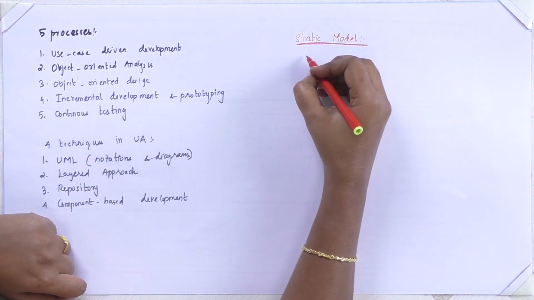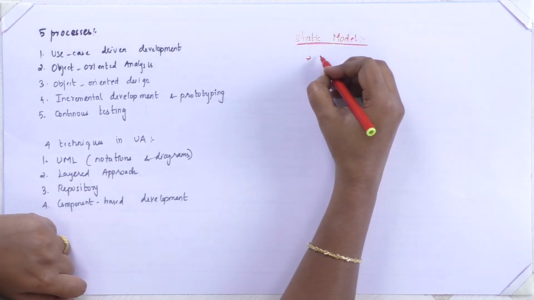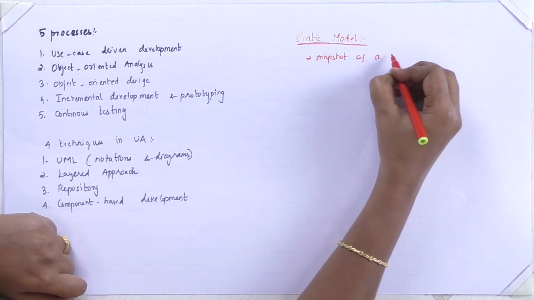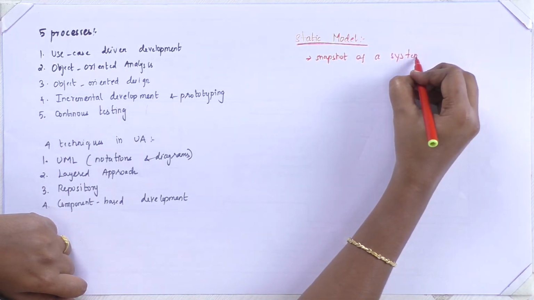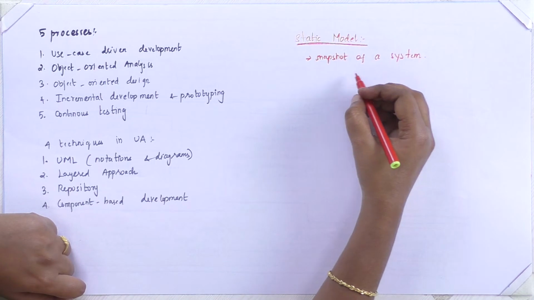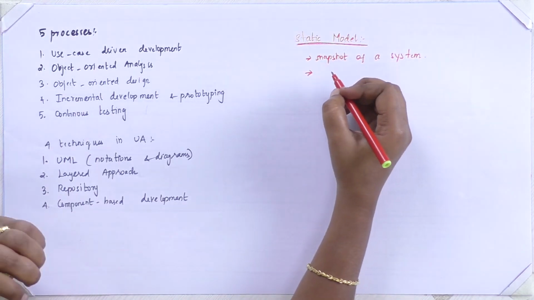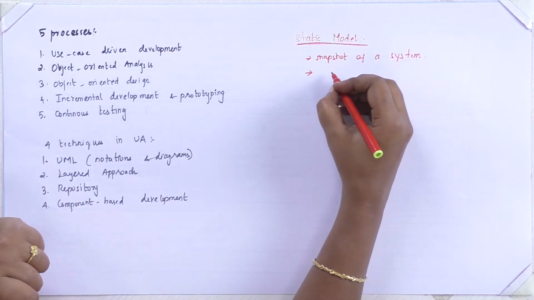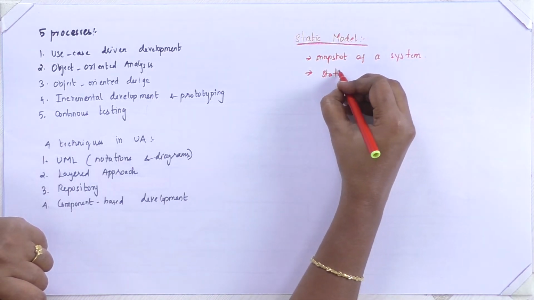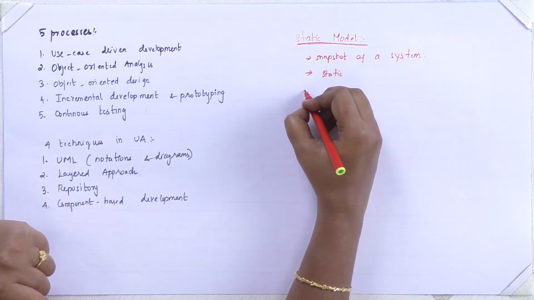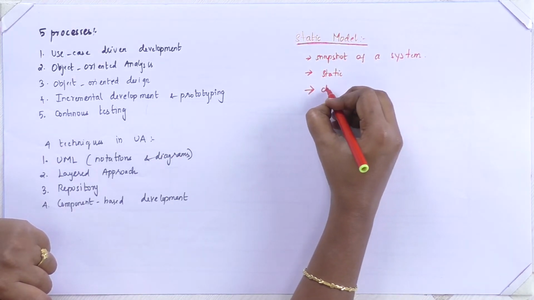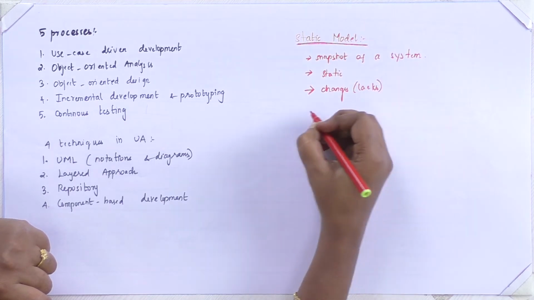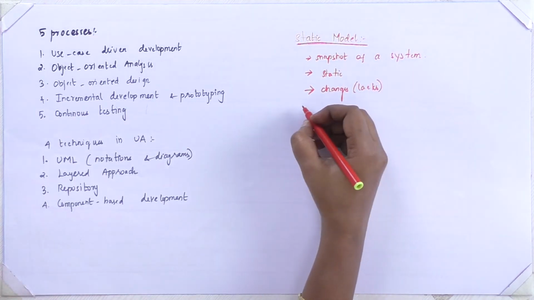Static modeling means you will have a snapshot of the system at any point of time. It gives you a snapshot of the current system. As we are getting a snapshot of the system, it is a static one. So it gives the static aspect of the system, and it does not change over time. It lacks changes.